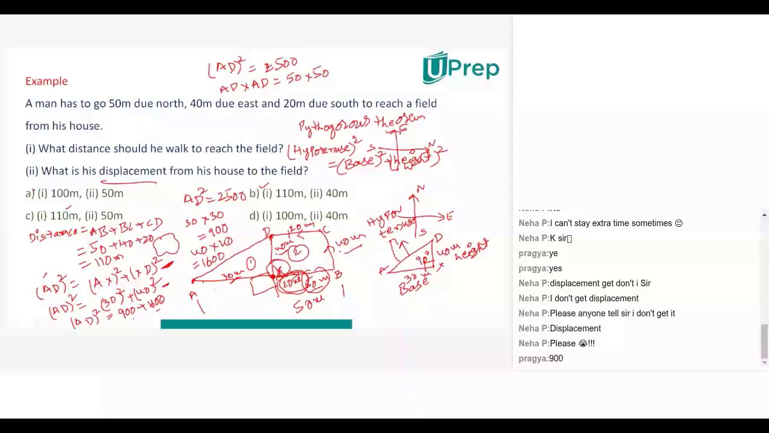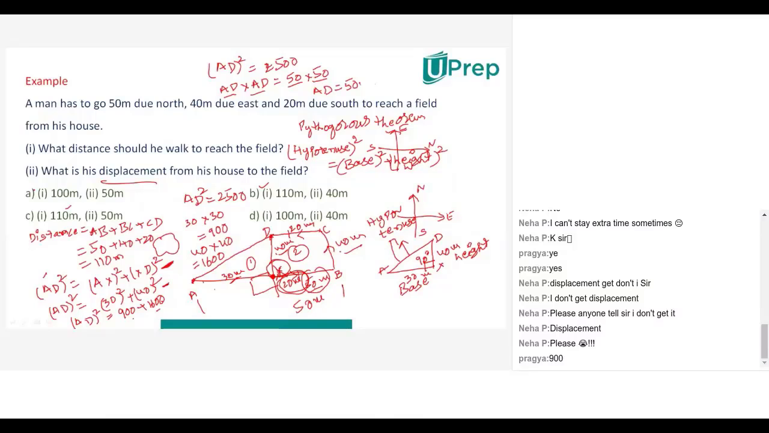Now tell me, 1 AD will be equal to how much? 1 AD will equal to 50 only, no? Here AD into AD, 50 into 50. 1 AD will be equal to 50 and another AD will be equal to another 50. Both of them are 50s and that's 2500. That means AD will be equal to 50 or not? Yeah, AD is equal to 50. So AD will be 50 meter.